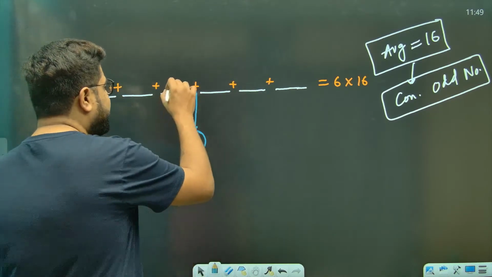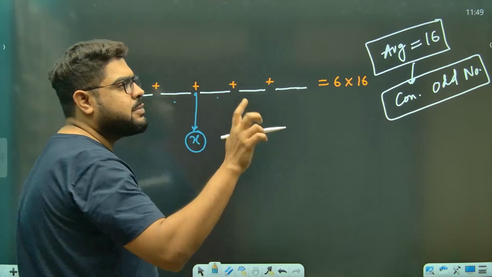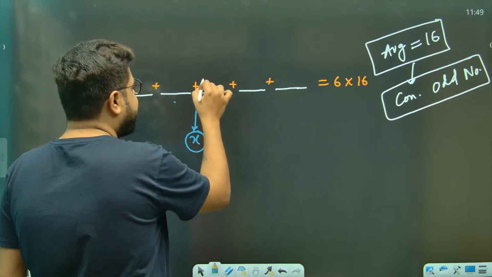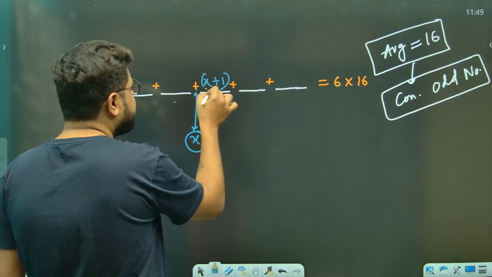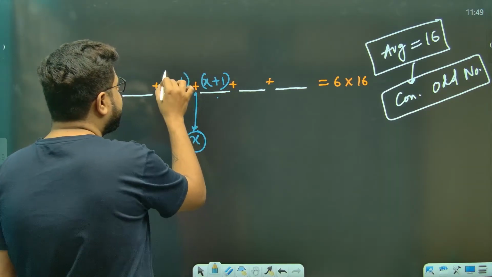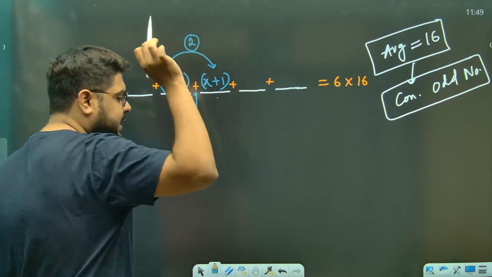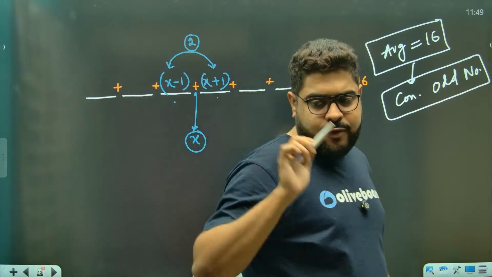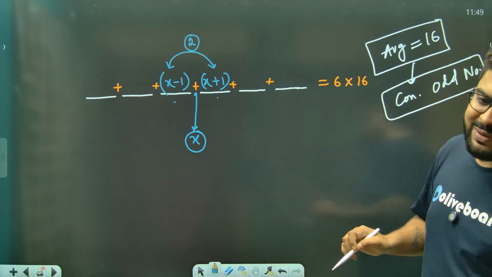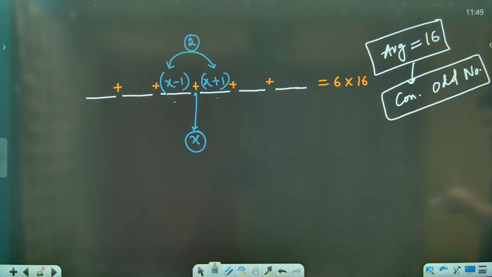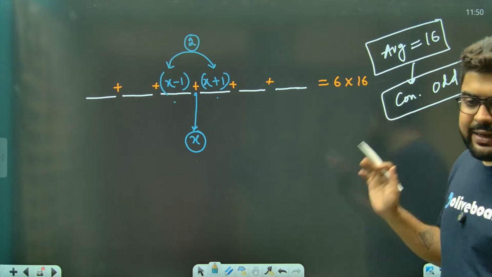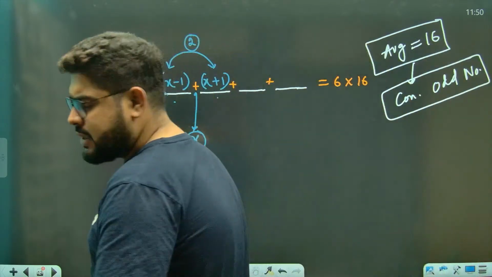Now, I know the gap between 2 consecutive odd numbers should be 2. So give 1 to this guy, take 1 from this guy. The gap is 2, maintained. The gap of 2 is maintained. Yes or no? The gap of 2 now is maintained over here. Yes or no? The gap of 2 is maintained. The work is done.